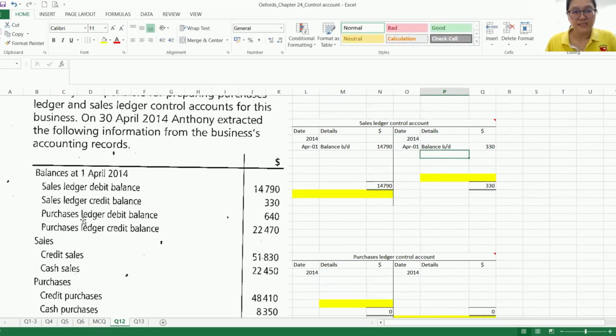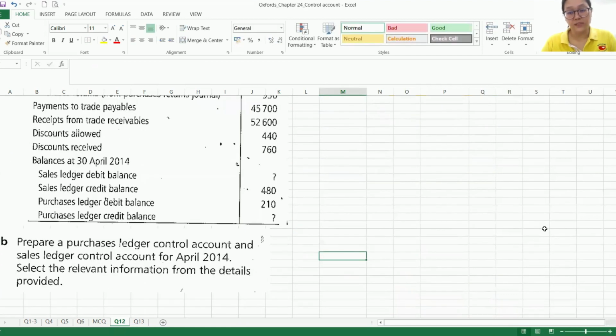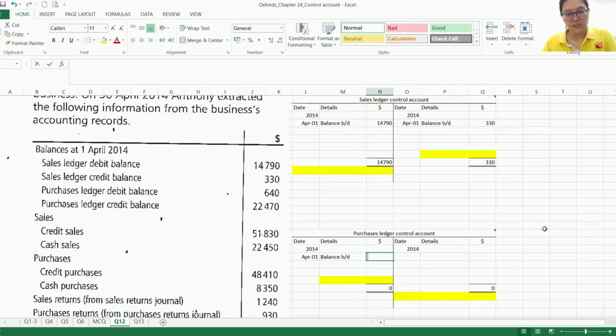Next is the purchases ledger debit balance. So we put in here April 1st balance brought down. Purchases ledger is the purchases ledger control account total. Okay, now the amount is 640. And then here, April 1st, we have 22470. So this is the amount, I was putting it wrong. So balance brought down, and the amount is 22470.